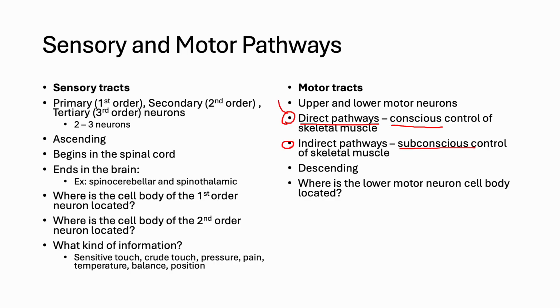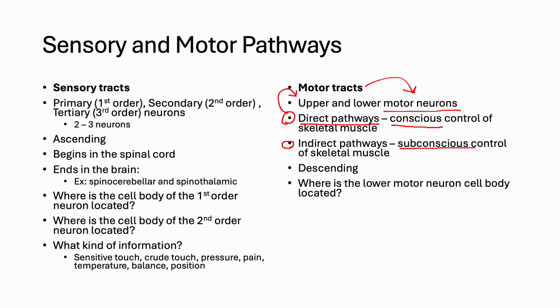And these are going to involve both an upper and lower motor neuron. So it's important that we don't get these confused. In our motor tracks, we're talking about upper and lower motor neurons. So upper in the brain, right? The lower is going to be in the spinal cord. Our sensory tracks are our primary, secondary, and tertiary, or first, second, and third order neurons. Now we know our motor tracks are descending because we're going from the brain to the body.